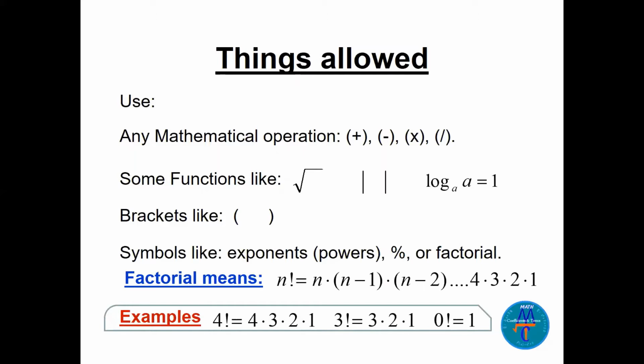Factorial means here, n factorial is the number n times n minus 1, times n minus 2, times n minus 3, until we reach 4 times 3 times 2 times 1. Simply, I put here 3 examples. 4 factorial is 4 times 3 times 2 times 1, which is 24. 3 factorial is 3 times 2 times 1. 0 factorial by definition is 1. If you need 6 factorial, it is 6 times 5 times 4 times 3 times 2 times 1, etc.